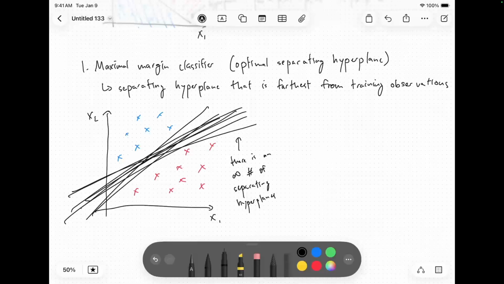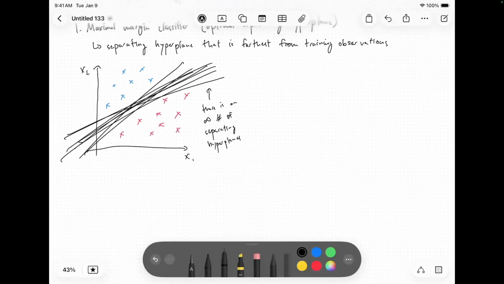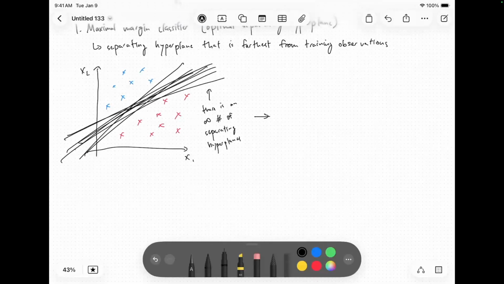So this is the first problem that we have to deal with. So how do we do this?